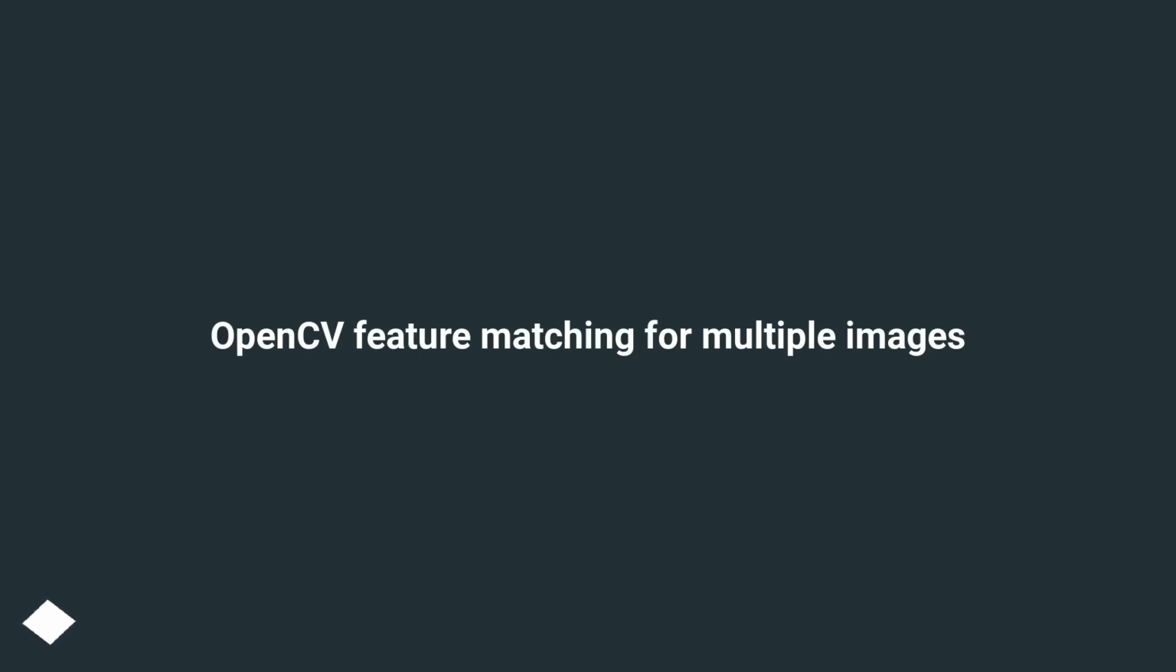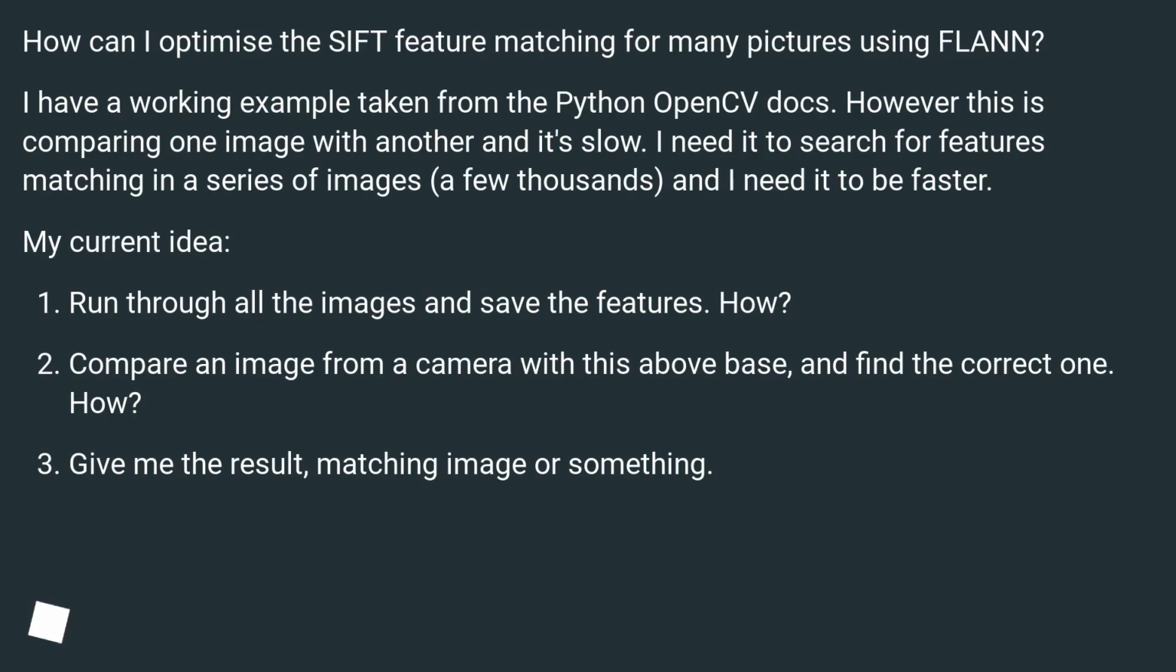Open feature matching for multiple images. How can I optimize the SIFT feature matching for many pictures using FLANN? I have a working example taken from the Python docs. However, this is comparing one image with another and it's slow.